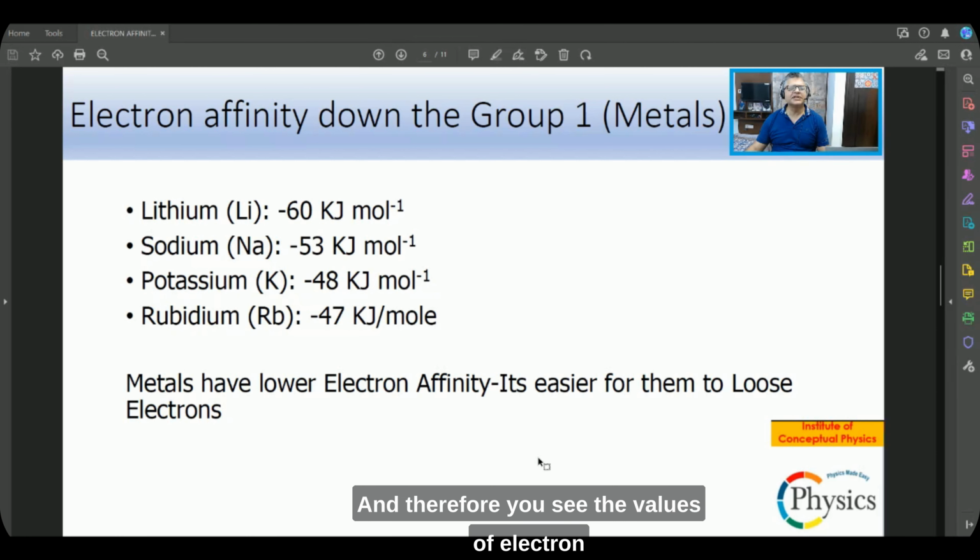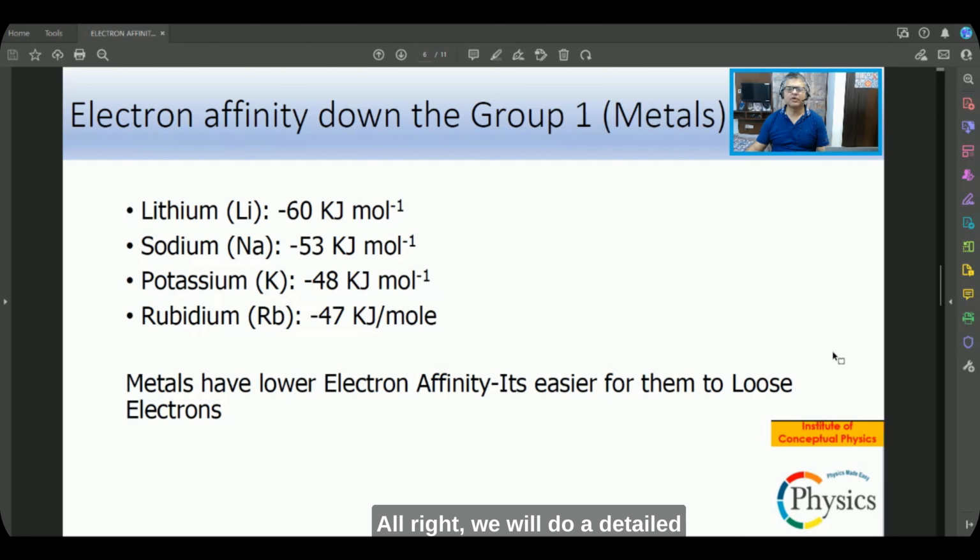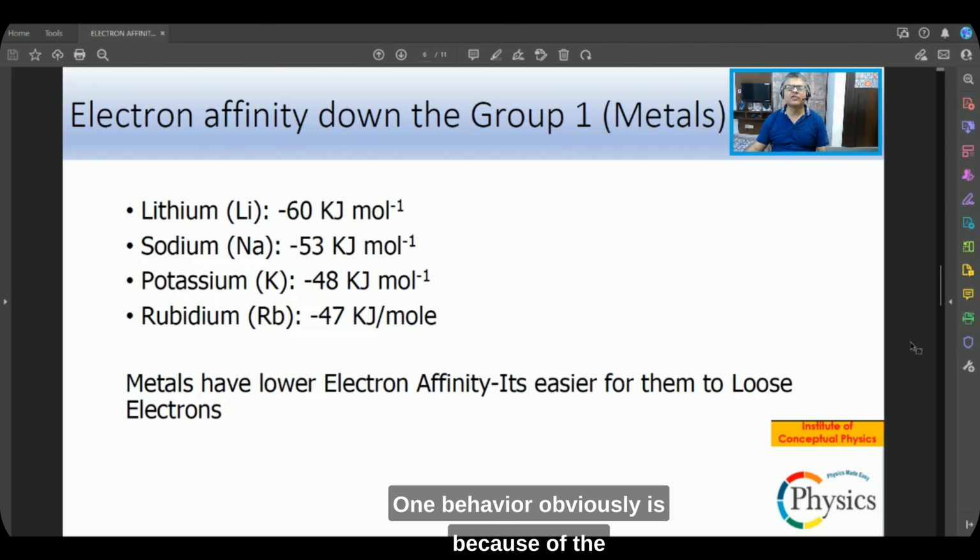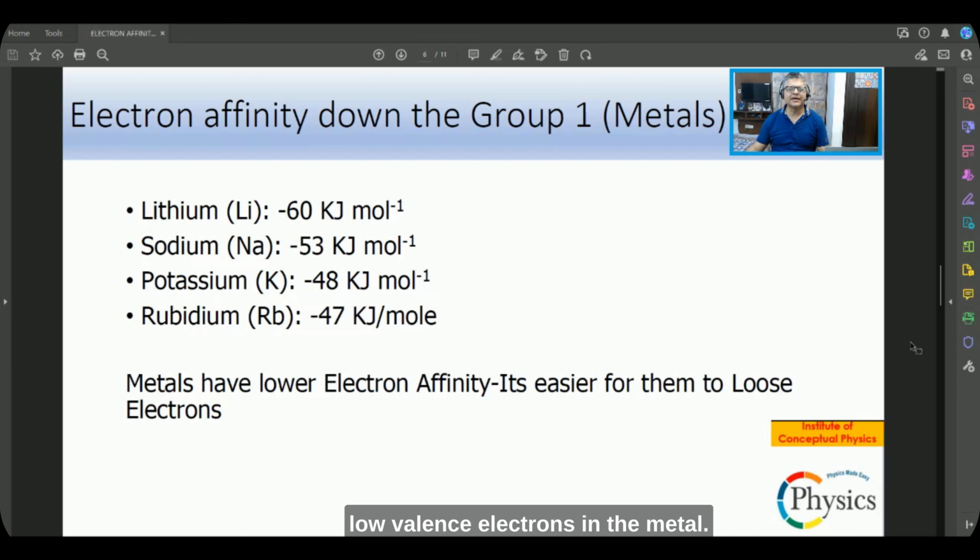And therefore you see the values of electron affinity, which are negative, to be very small, which means the metals resist accepting electrons. All right, we will do a detailed deep dive into why this behavior. One reason obviously is the low number of valence electrons in the metal.